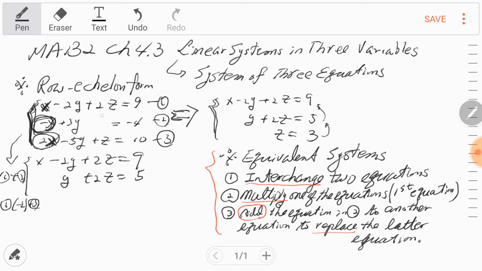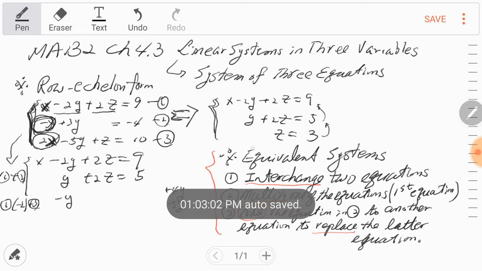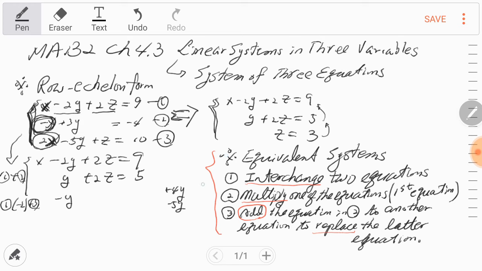Leave it blank. The first equation, negative 2y times negative 2 is positive 4y, and then add it to the third equation's negative 5y, then this is negative y. For the z term, positive 2z times negative 2 is negative 4z. Add it to the third equation's z, then that is negative 3z. 9 times negative 2 is negative 18. Add it to the third equation's 10, then it is negative 8.